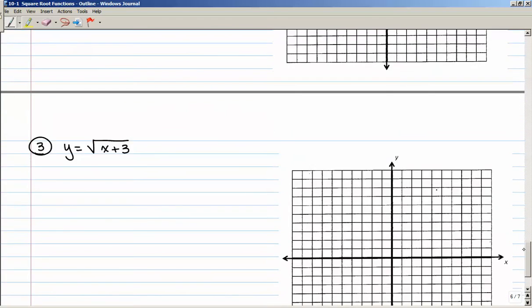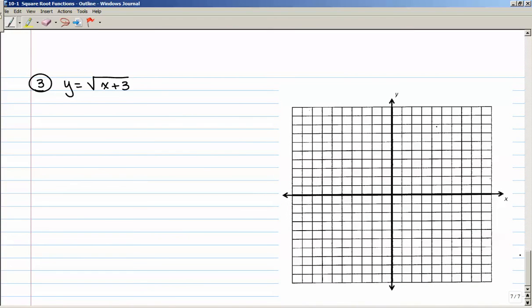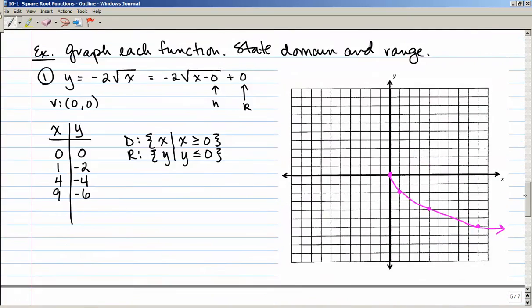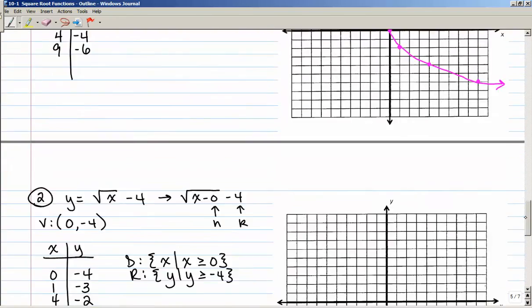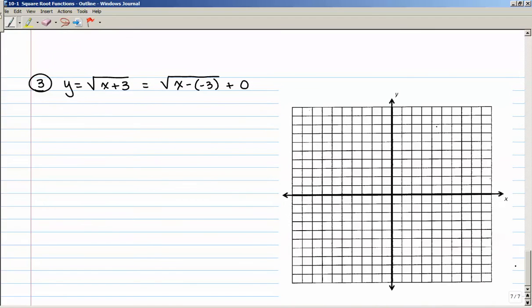And our last example here is y equals the square root of x plus 3. Notice that's the same thing as the square root of x minus -3, plus 0. Now why did I change that plus 3 into a minus 3? If you remember from our general form of a square root function, underneath the radical I have an x minus h, so it needs to be an x minus something. But since it's a plus 3, remember plus 3 is the same as minus -3. So -3 is going to be my h, and since there's nothing out here, k is going to be 0.